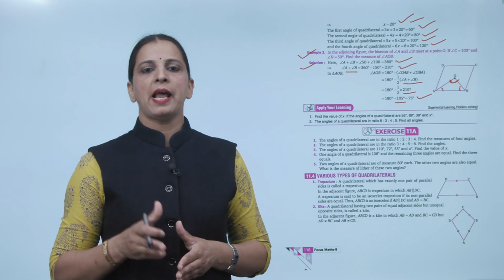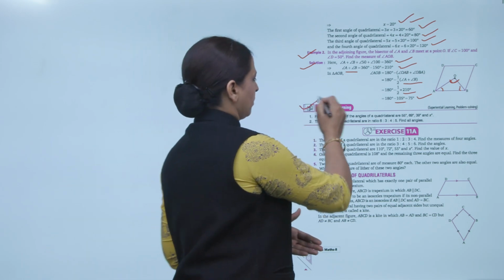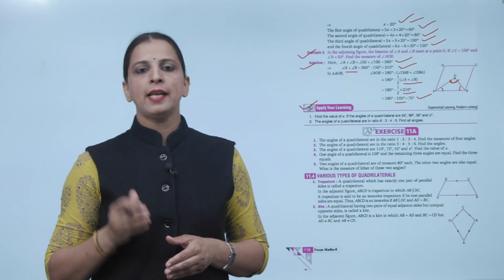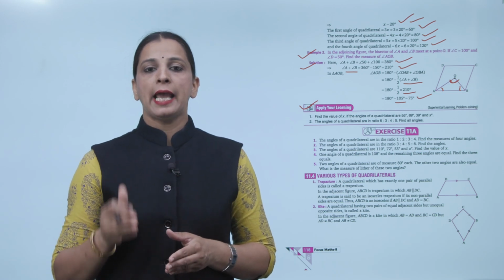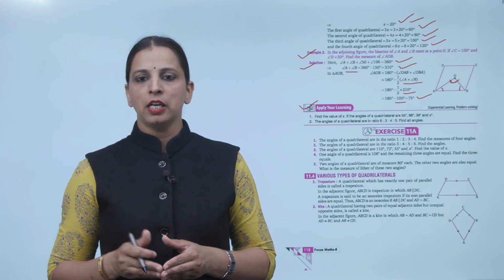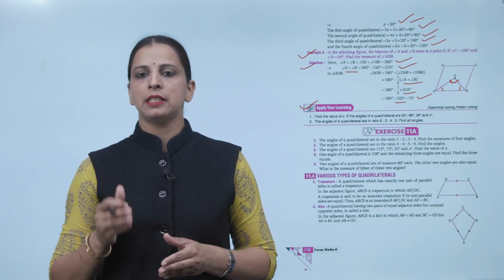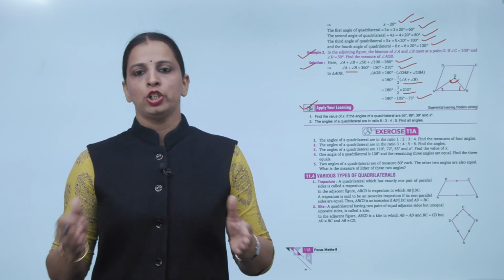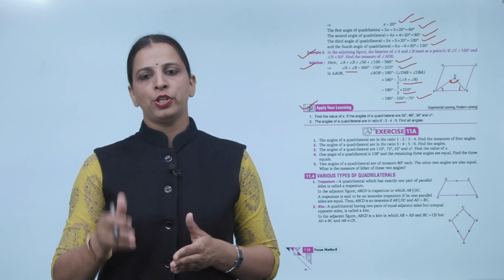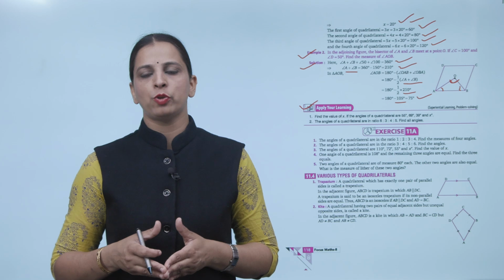Now next is apply your learning. First question, find the value of x if the angles of a quadrilateral are 55 degree, 69 degree, 39 degree and x degree. तीनों का टोटल करो, 360 में से माइनस करो, x की वैल्यू फाइंड आउट हो जाएगी.